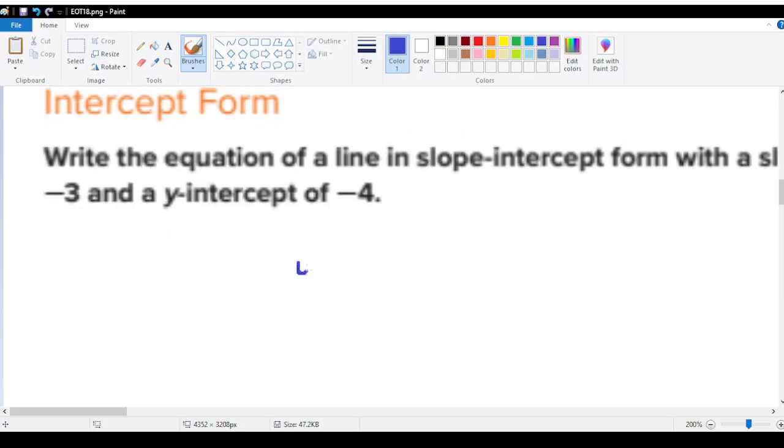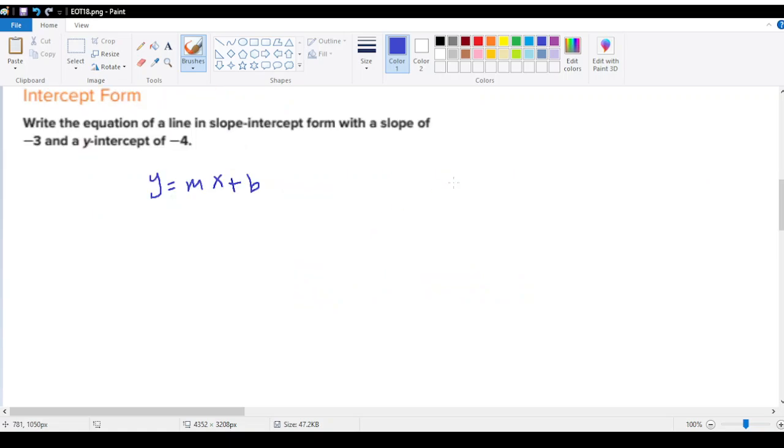So we are going to say y equal mx plus b. Why did we write this rule? Because he said that he wants slope intercept form. Okay? Now, he told us that the slope is what? The slope is -3, so m equals minus 3. And what is the y-intercept? And b is -4.